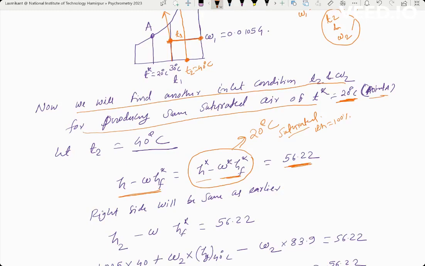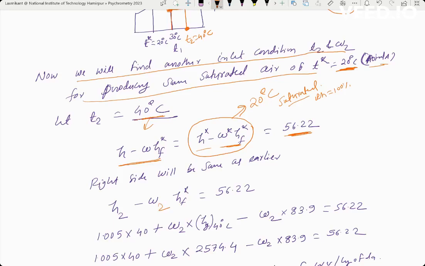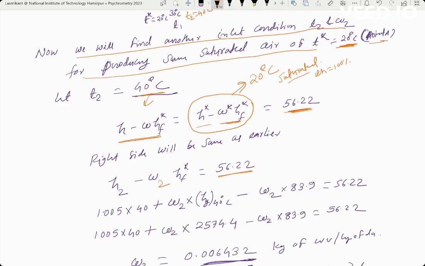Now the other inlet condition is 40 degree Celsius temperature, so the right side will be the same as earlier. This will be H2 and this will be omega 2. H2 minus omega 2 HF star is 56.22. The H2 corresponds to 40 degree Celsius and omega 2 also corresponds to 40 degree Celsius. This H2 is 1.00540, and omega 2 we want to determine. Hg at 40 degree Celsius is 2574 from the steam table, and HF is still 3.9 because the exit air and water are still the same, even though we are considering a different temperature.